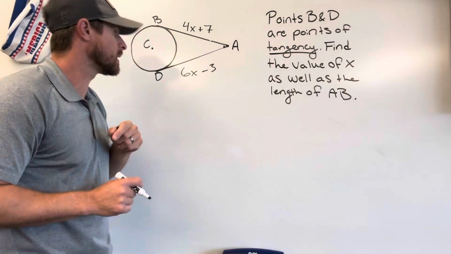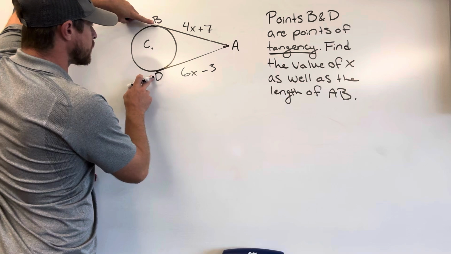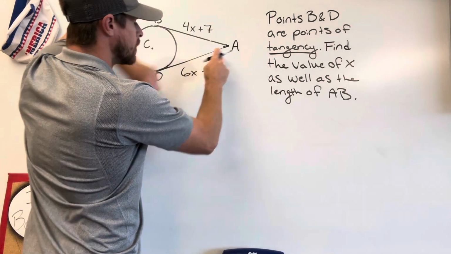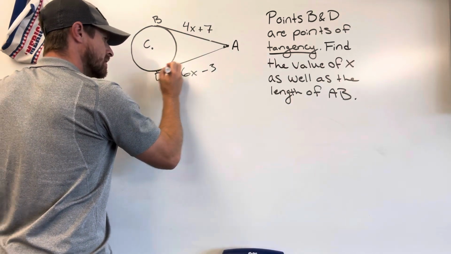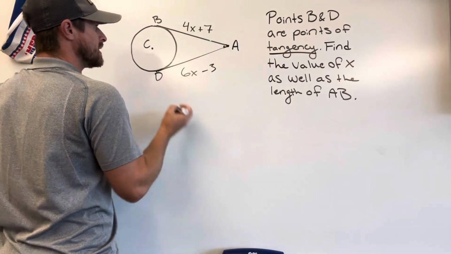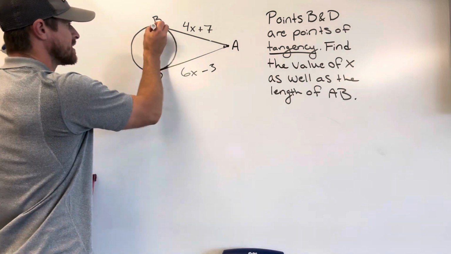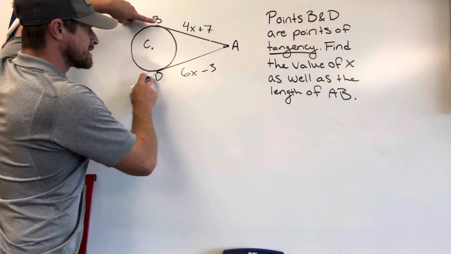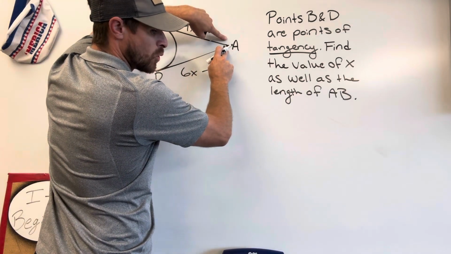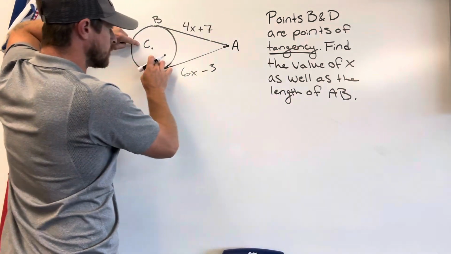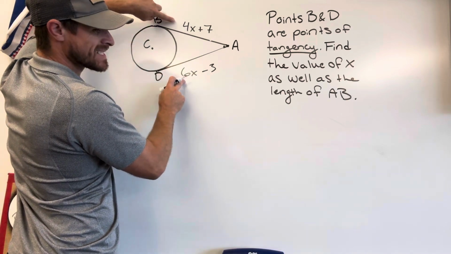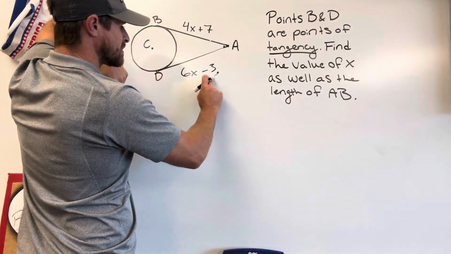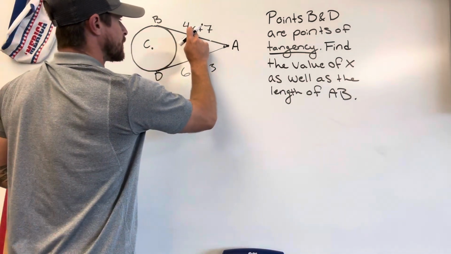So when we have 2 points of tangency that meet at another common point, then what we know is the distance from here to here is going to be equivalent, it's going to be the same as the distance from here to here. So 2 tangent lines meeting at the same point outside of the circle tells us that our distances are the same. So algebraically, all we got to do is set this equation up, saying 6x minus 3 is equal to, or the same as, 4x plus 7.